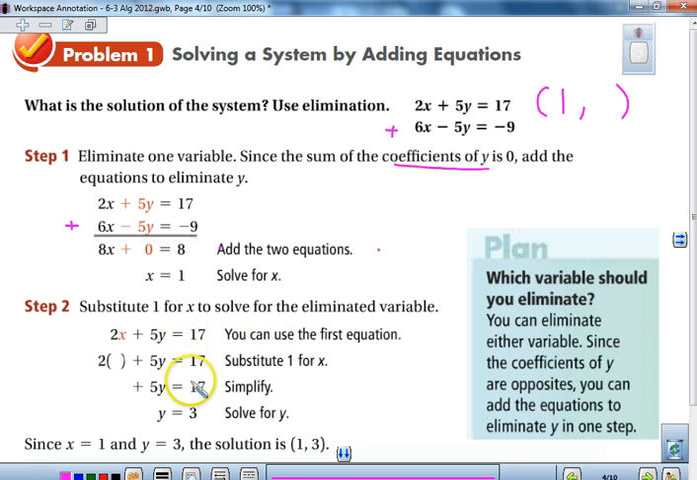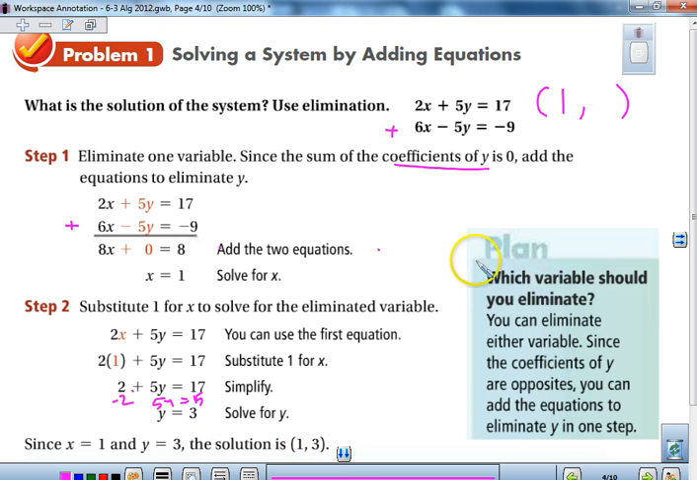Does it matter which equation we use? No, we're going to go to the first one, 2x. So instead of 2x, we're going to use 1. So we now have 2 plus 5y. We're going to subtract 2. When we subtract 2, we are going to end up with 5y equals 15, and when we divide by 5, y is equal to 3. So our ordered pair solution is 1, 3.